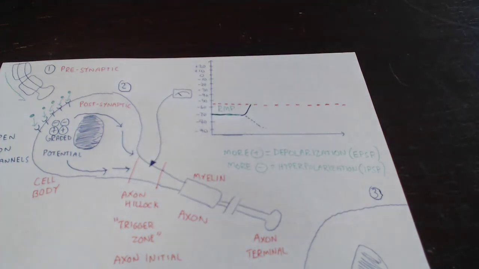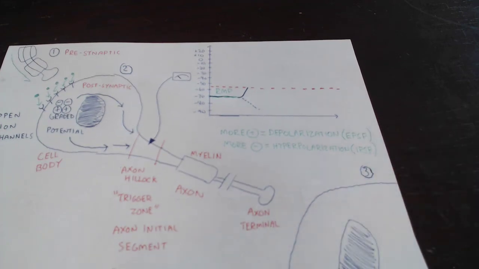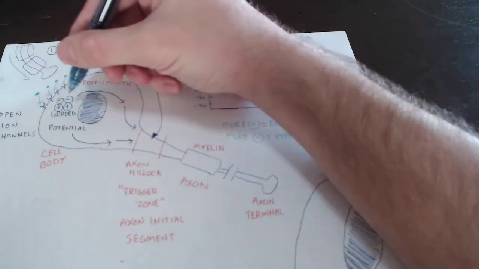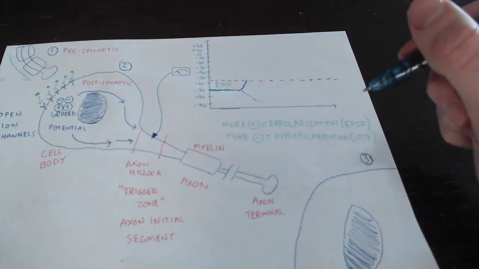Sorry about that. So an EPSP is what we want if we want the action potential. An IPSP is not what we want if we want the action potential. But IPSPs are useful if you want to keep a neuron quiet and you want to keep a certain pathway off and inhibited. Okay, so at this point, we've got our graded potential spreading out towards the axon hillock.